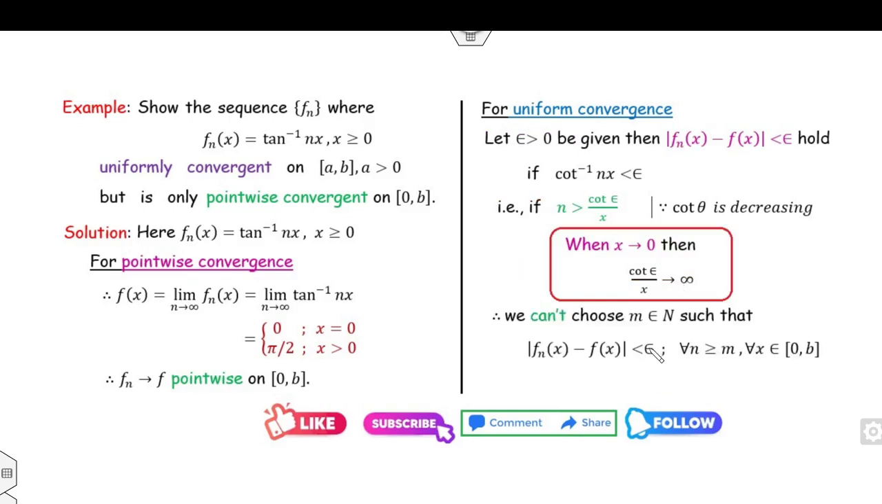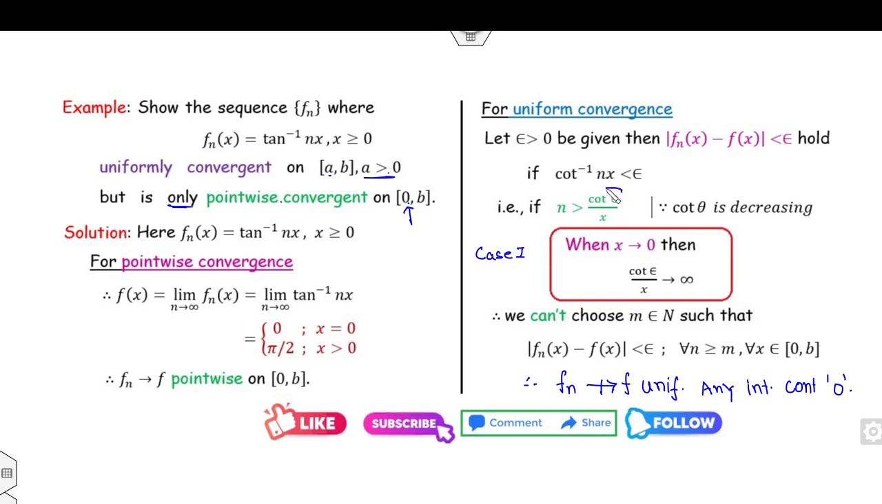Therefore, we can't choose the value of m. Hence, fn does not converge to f uniformly on any interval which contains 0. That means it is only pointwise convergent on the interval containing 0. And you can see in this case 0 is not excluded. Now this is case 1.